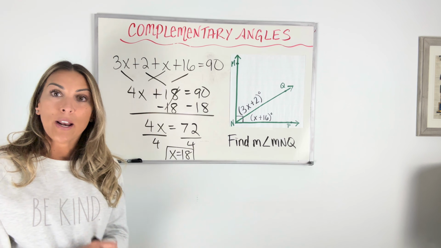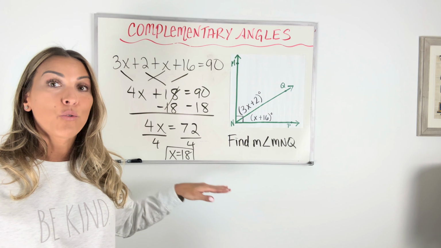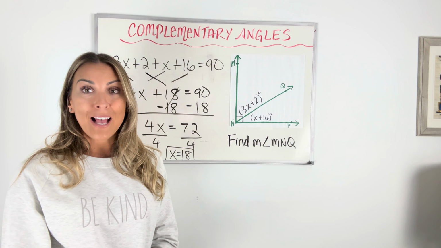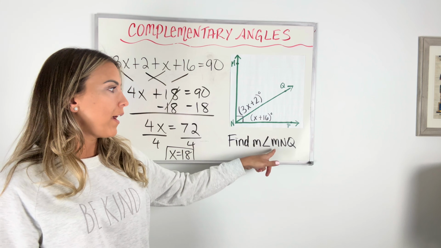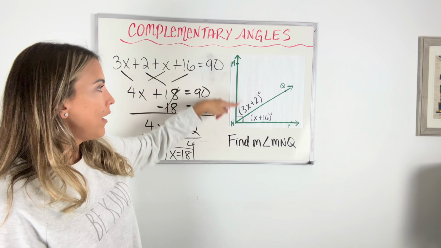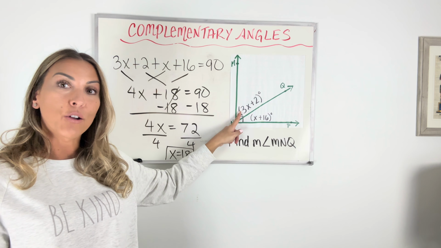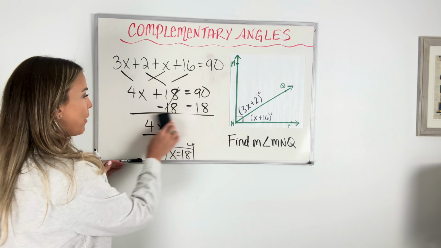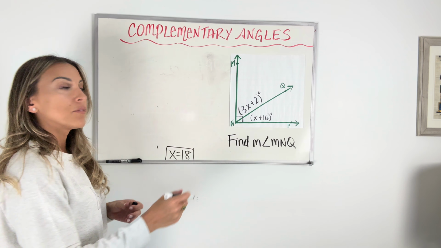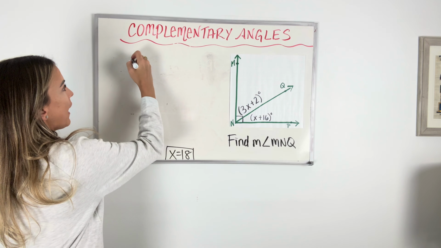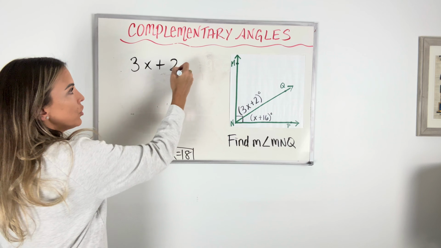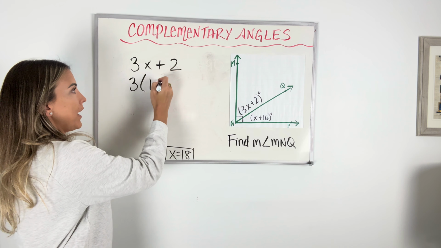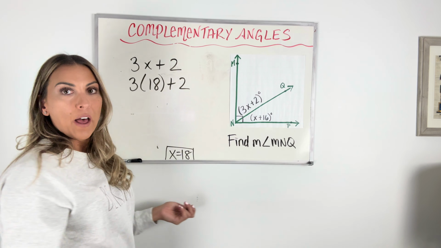All right, so now remember what I said before. Once you've gotten x, great job, but you're not necessarily done. You always have to look at your problem to see what they asked you for. In this problem, I was asked to find MNQ. That's this angle right here, 3x plus 2. So what I'm going to do now is erase my work, but I'm going to leave that x equals 18 up. Because MNQ is represented by 3x plus 2, and I know the value of x, I'm going to replace that x with 18, and then I'm just going to evaluate my expression.